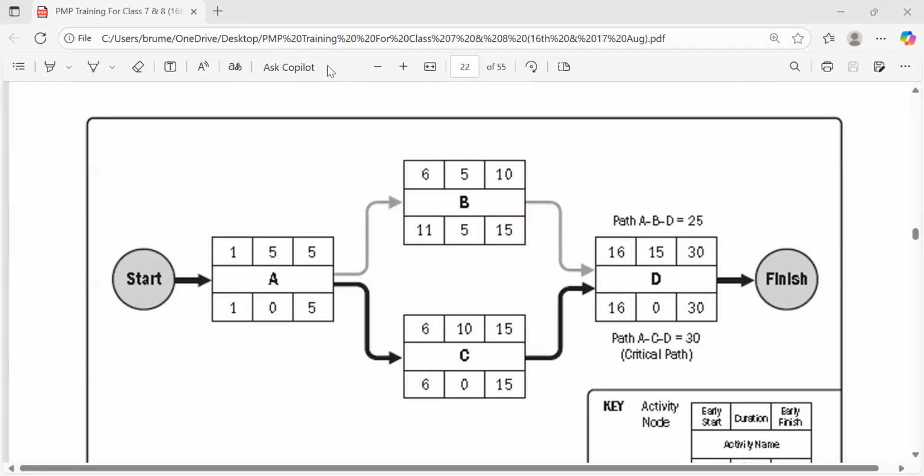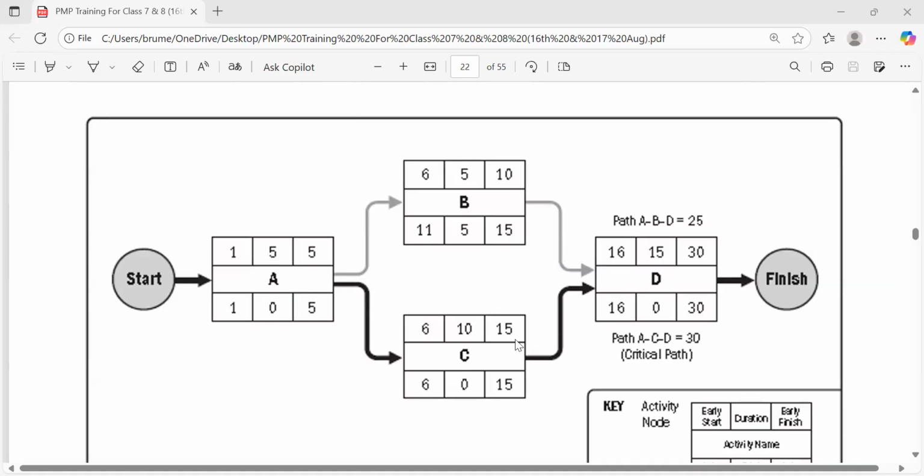I don't understand. Okay, you don't understand. Let me explain. Activity A, 5 days. Activity C, 10 days. Both of them put together is how many days? 15. Now go to activity D. How many days? 15. The relationship between activity C and D, is it not finish to start?